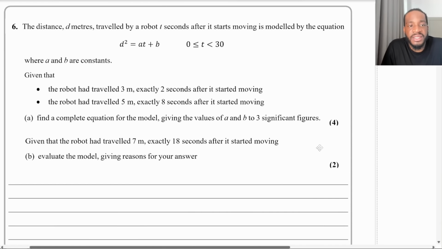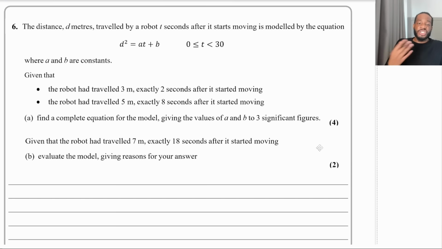Okay, so it says the distance, d meters, traveled by a robot t seconds after it starts moving is modeled by the equation d squared is equal to at plus b, where t is between 0 and 30, where a and b are constants. Given that the robot had traveled 3 meters exactly 2 seconds after it started moving, the robot had traveled 5 meters exactly 8 seconds after it started moving. Part A says find the complete equation for the model, giving the values of a and b to 3 significant figures for 4 marks. So this is just plugging these values into the formula, figuring out what a and b are. So it's not too bad.